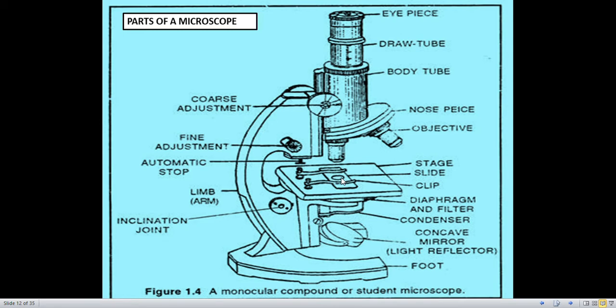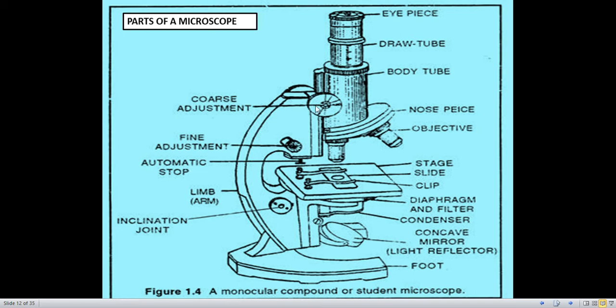There are 3. The first one is the lower power objective lens. The magnification is 4 times, 5 times or sometimes 8 times. Mid power objective lens, the lens with the medium magnification, normally it is 10 times. And then comes the high power objective lens, the lens with the highest magnification, normally it's 40 times.